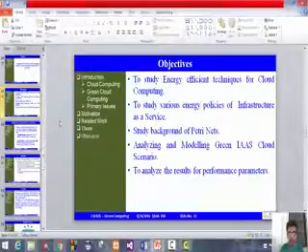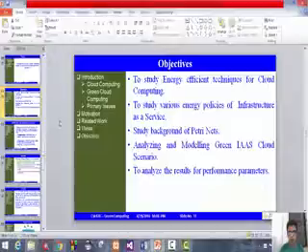The objectives of this paper are, first, to study energy efficient techniques for cloud computing. Second, to study various energy policies of infrastructure as a service. Third, to study the background of Petri nets. Fourth, to analyze and model a green IaaS cloud scenario. And the fifth is to analyze the results for performance parameters.